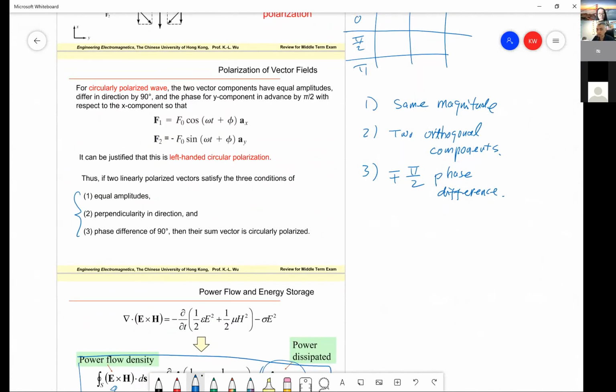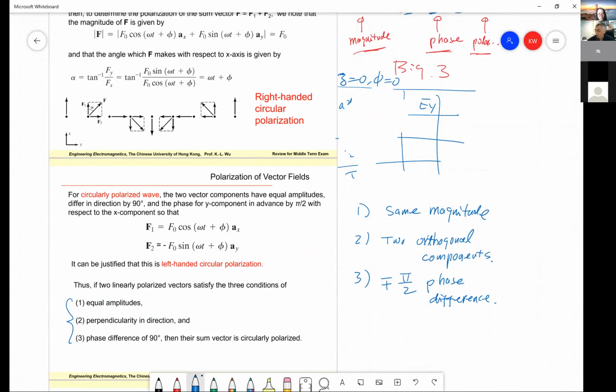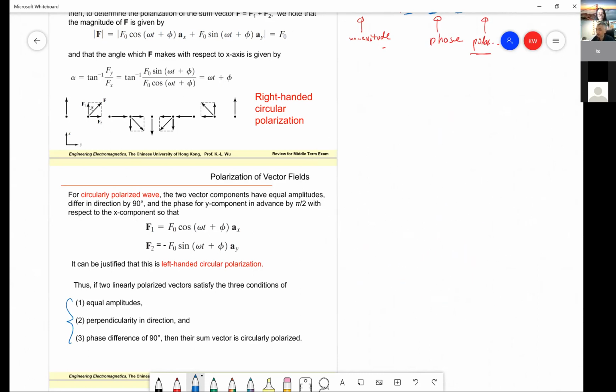So now let's come back to the circularly polarized wave. It is also more convenient to deal with a circularly polarized wave in terms of phasor. Let's look at the first term.